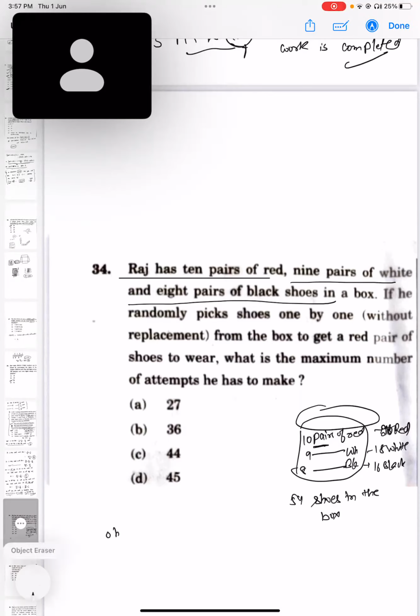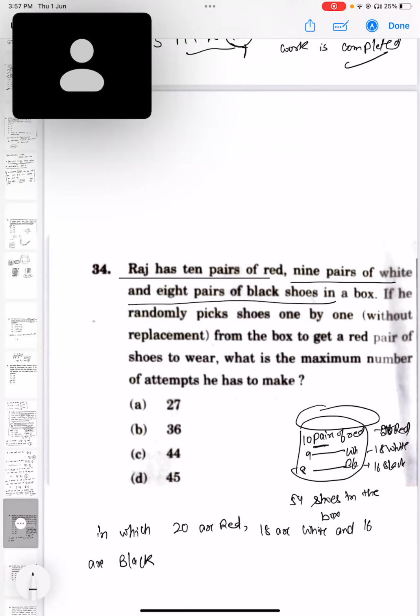of which 20 are red, 18 are white, and 16 are black, right?